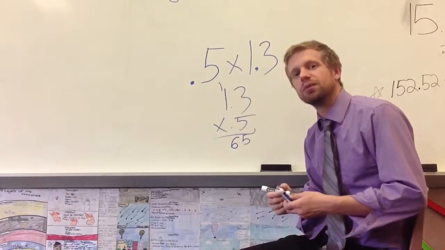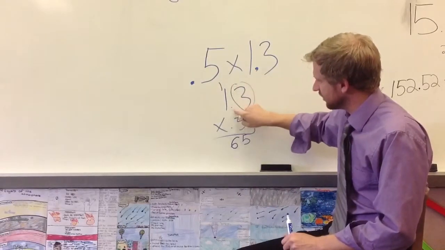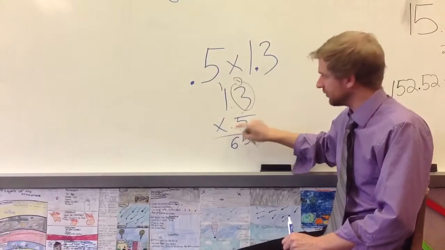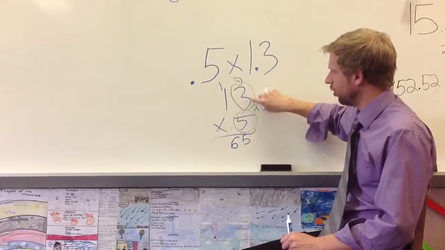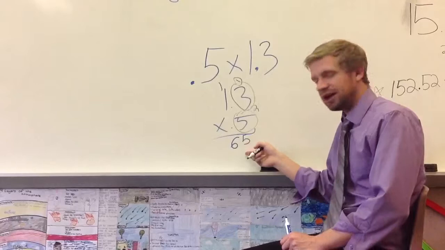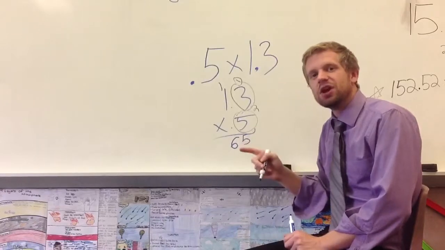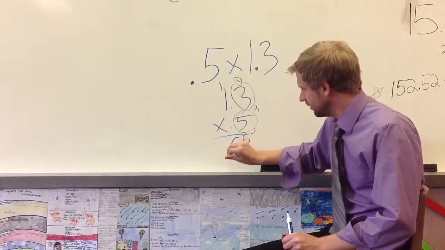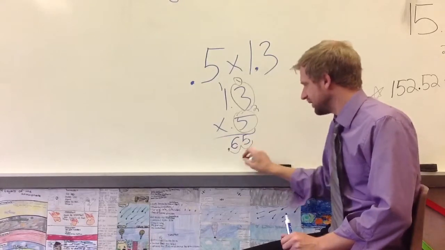Step 2 is count all the numbers to the right of the decimal. This number is to the right of the decimal because the decimal is right there. That's 1. And this number is to the right of the decimal because there's a decimal right there. So this is 2. I have 2 numbers to the right of the decimal. Now I go down to my product, and I count, starting from the right to the left, 2 numbers, 1, 2, and I put the decimal.